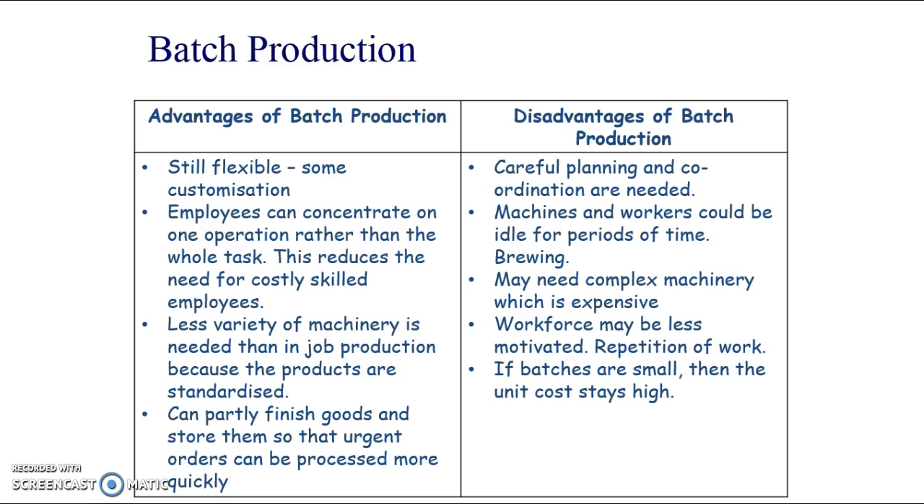So you don't need the flexibility that you'd need with job production, where every order is completely different from the other, the order that went before. And you can also partly finish goods and store them, so urgent orders can be processed more quickly. And this is comparing it really to job production because it was from the Unit 1 presentation.